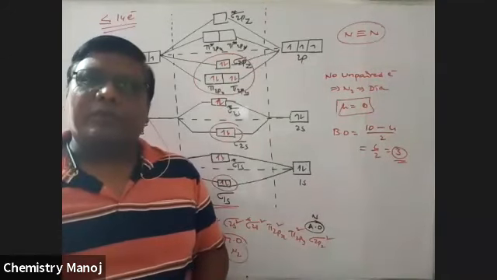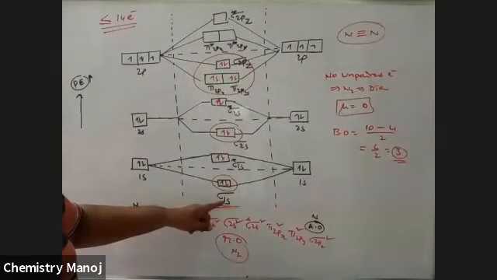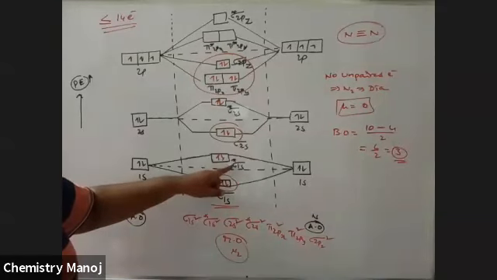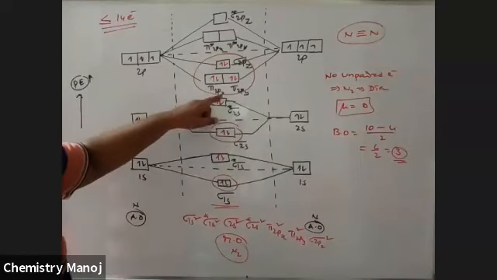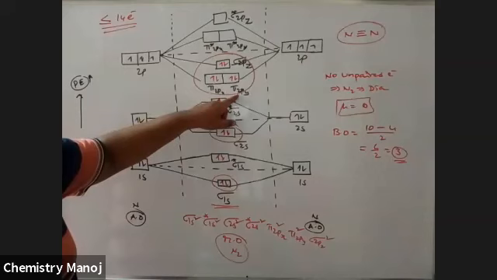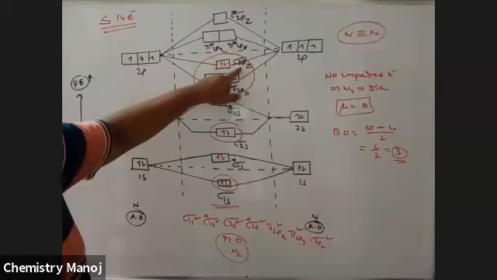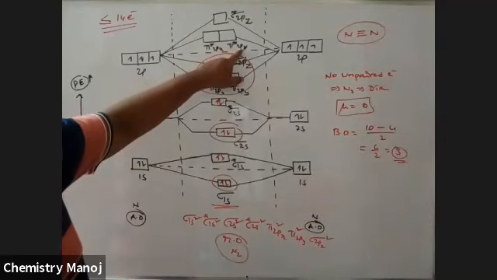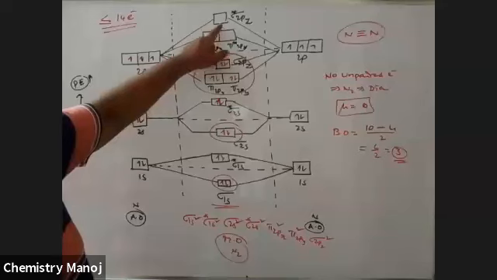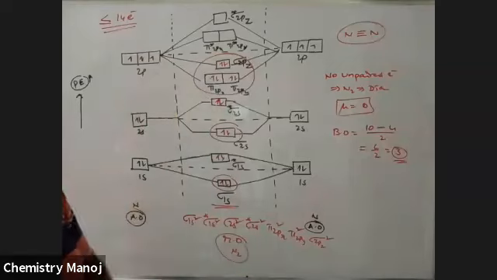Now what is the energy order, my dear boys? Orbital energy order: sigma 1s less than sigma star 1s less than sigma 2s less than sigma star 2s less than pi 2px equal to pi 2py, which is less than sigma 2pz, less than pi star 2px equal to pi star 2py, which is less than sigma star 2pz. This is the energy order.